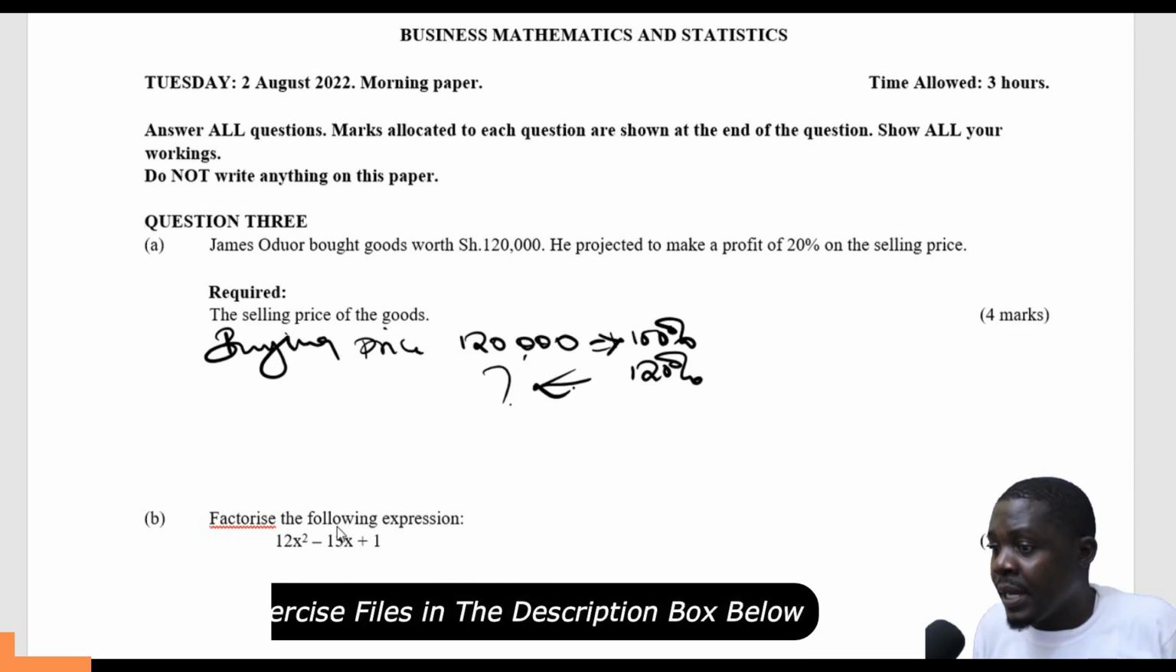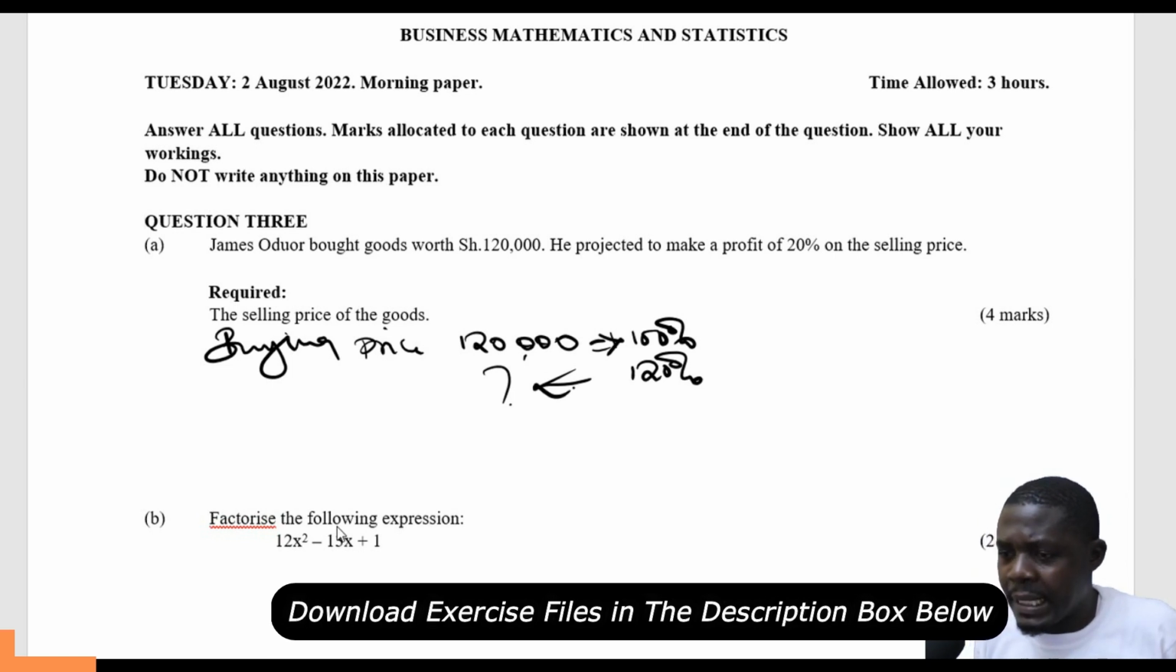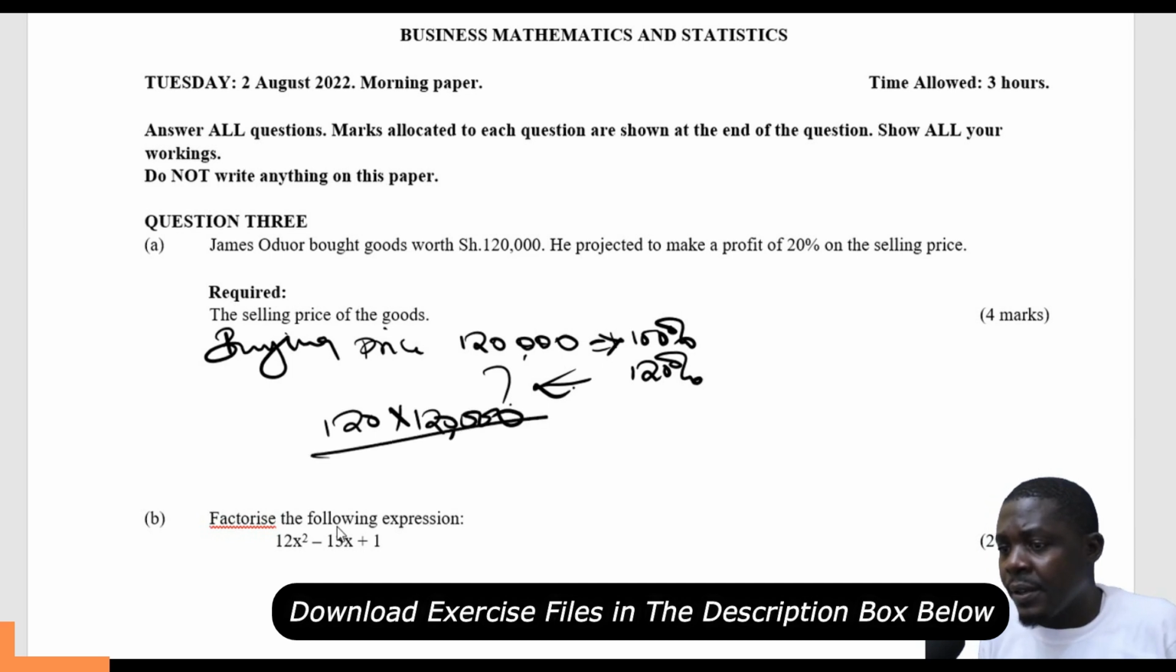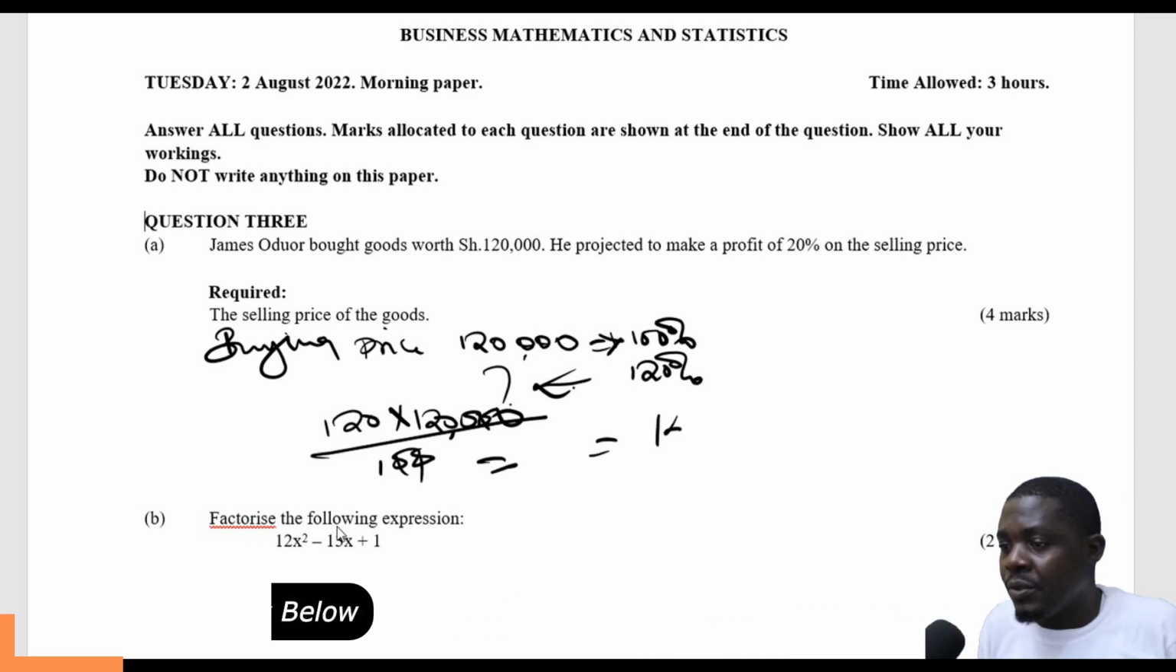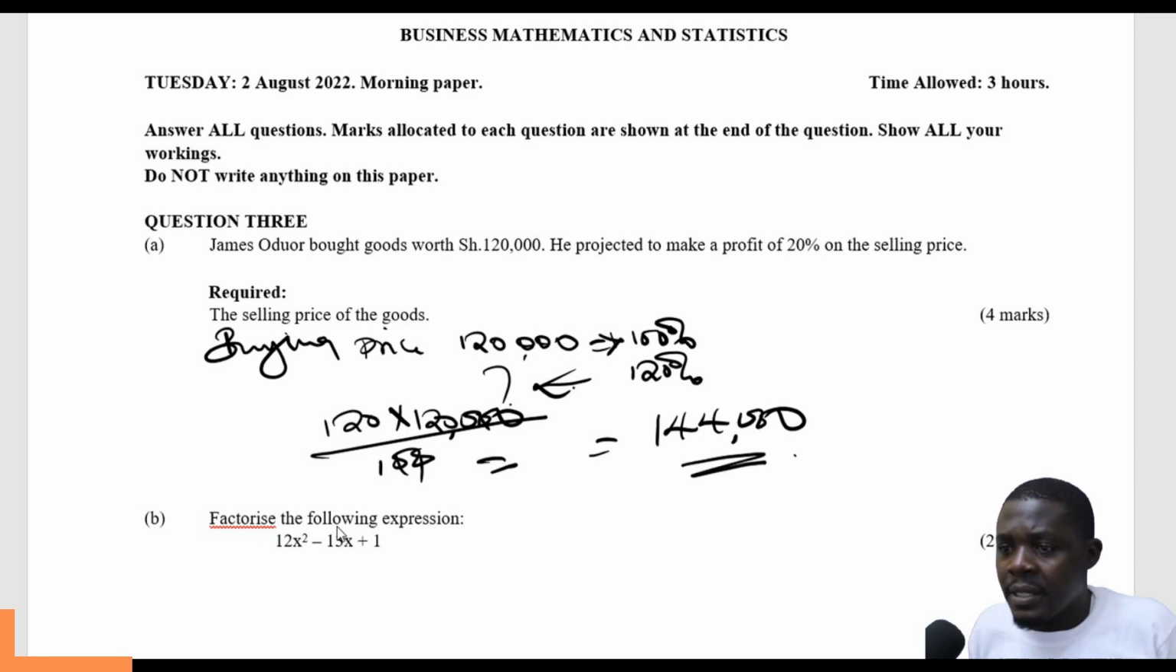If he sells and makes a profit of 20%, it will be 120 multiplied by 120,000 over 100. In that case, we have 144,000. That is the selling price of the goods.